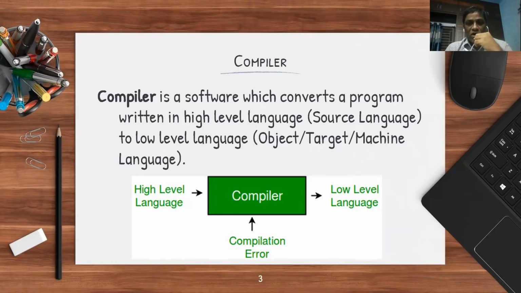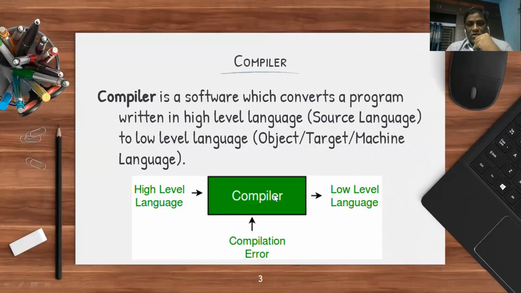Okay. Small recap over here. If you recollect, a compiler is simply a translator which takes the high-level language as input and converts it into a low-level language program. During the translation process, it will also generate compilation errors if any are found in the high level language. Okay, so this is what a compiler does at the broadest level.